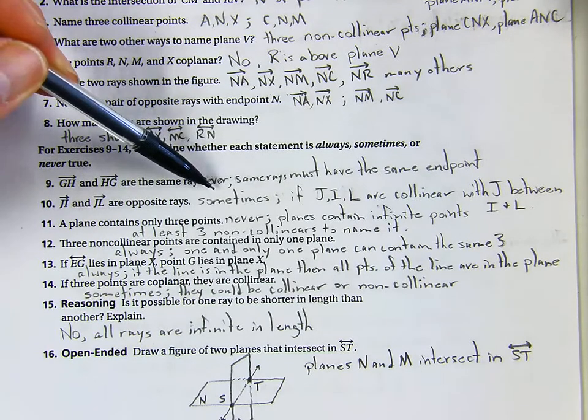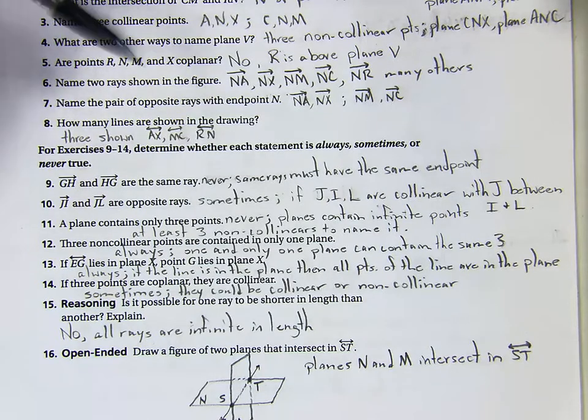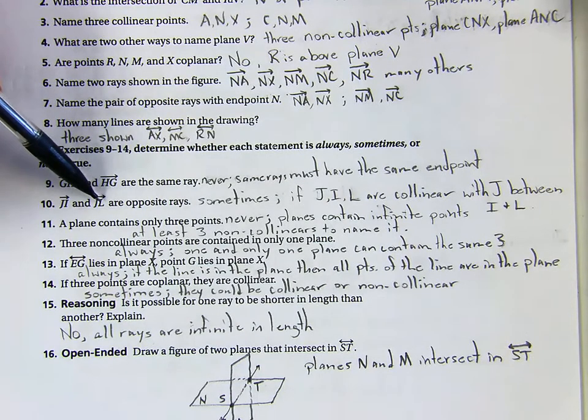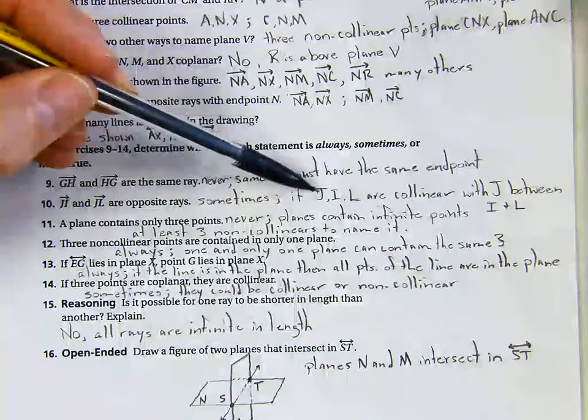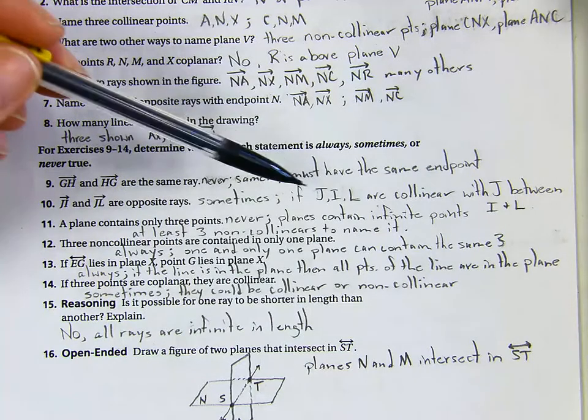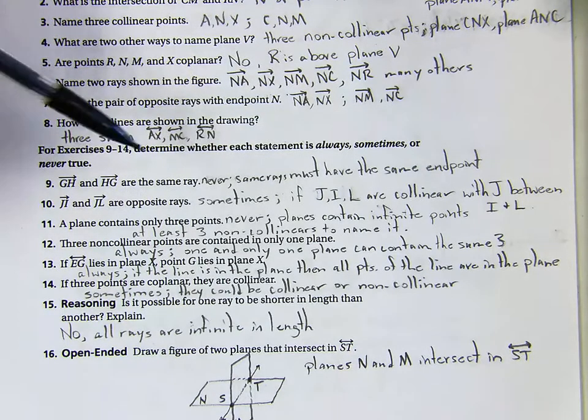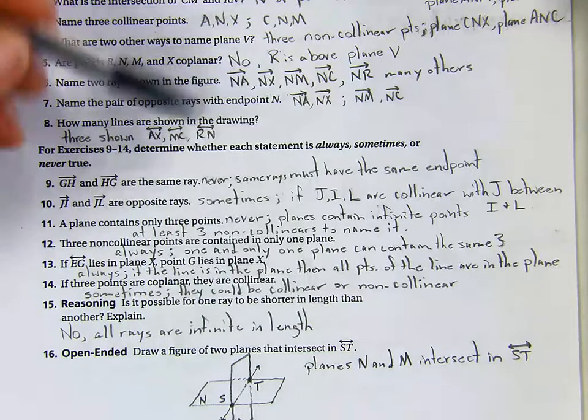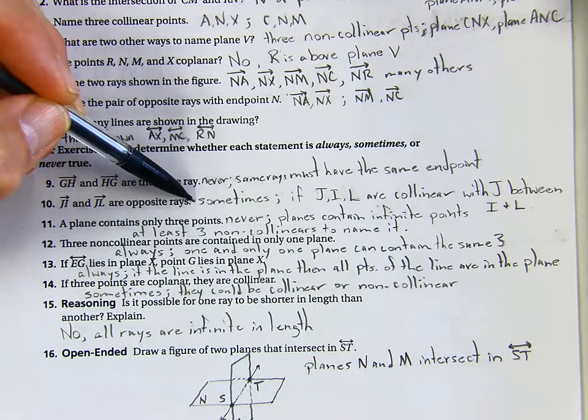They could be. They do have the same endpoint. We just don't know if I and L are in opposite directions on the same line. If J, I, and L are collinear with J between I and L, then that would be opposite rays, but we don't know. So we have to say sometimes. We're not sure about that one.